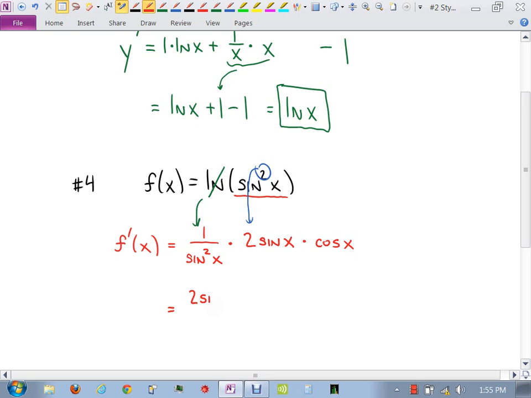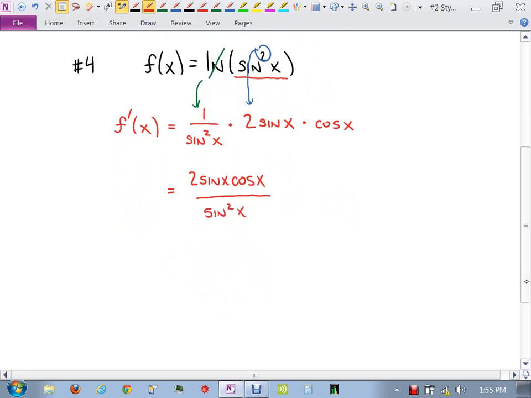And clean it all up. I have 2 sine x cosine x over sine squared x. And you might recognize 2 sine x cosine x from pre-cal. What's 2 sine x cosine x? It's a double angle identity. It's sine 2x. Not sine squared x, sine 2x. I didn't have to do that, but it looks a little cleaner, doesn't it?